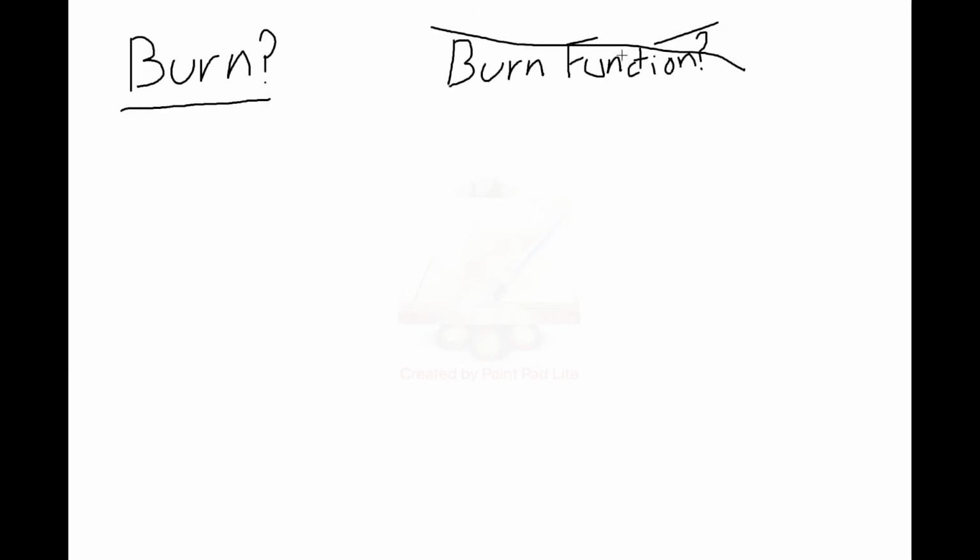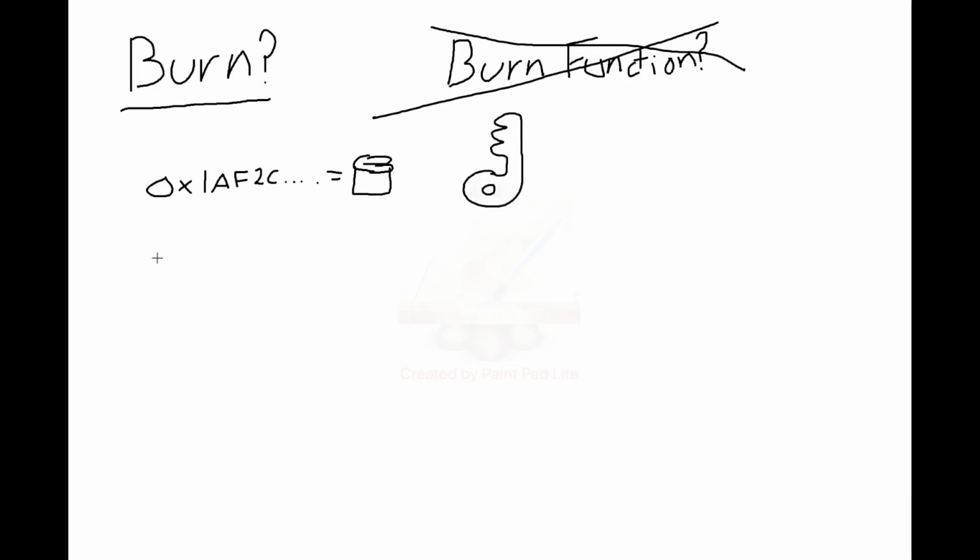But wait, what about the burn? Isn't there some burn function that burns the coins? No, there is no burn function. That does not exist in the code. Instead, there's a burn address, which is a wallet, just like any wallet. The only difference is this wallet does not have a private key associated with it. For people new to cryptography or blockchain, it basically makes it impossible to ever access those funds or send them anywhere else. This wallet can't be hacked because what hackers are trying to get is your private key, and this wallet has no private key, so that's the end of that.